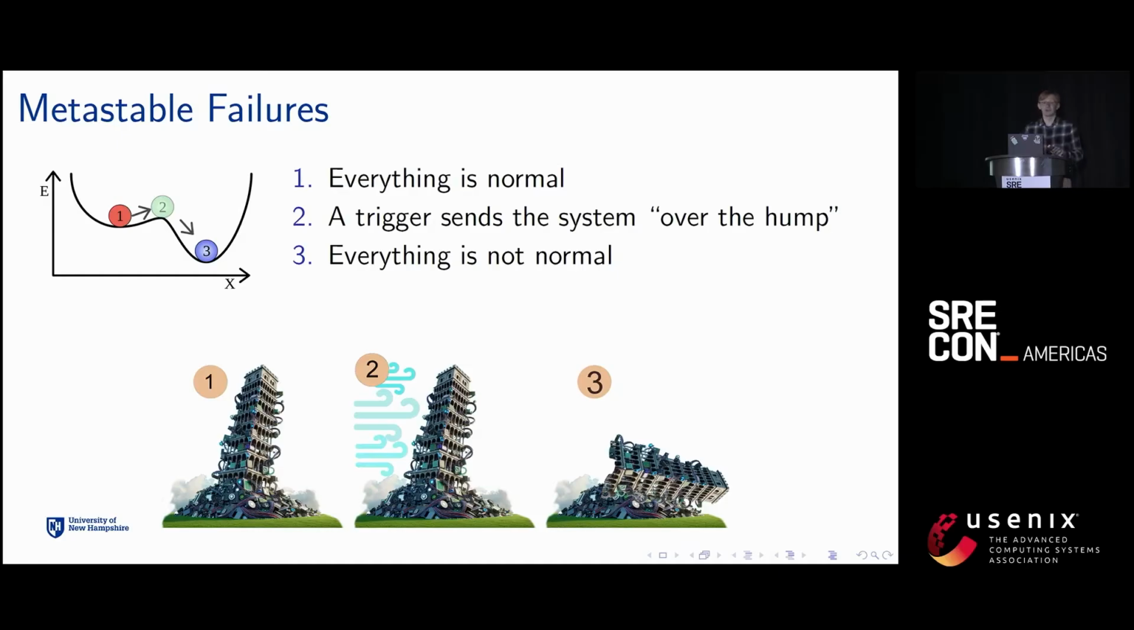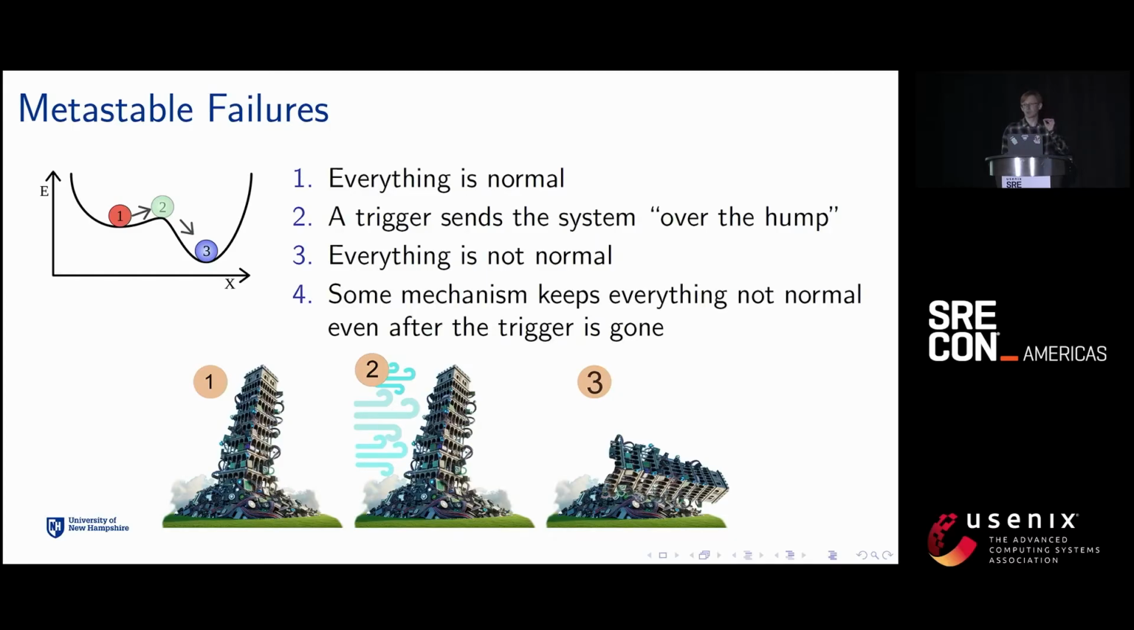Typically, we design our systems, our software, to be resilient and to be fault tolerant, right? So ideally, when we remove that trigger, when the wind stops blowing, our system should just sprint back up and continue running. But that's not what happens in metastable failures, because most systems tend to have some mechanisms that actually keep everything not normal, even after the trigger is removed.